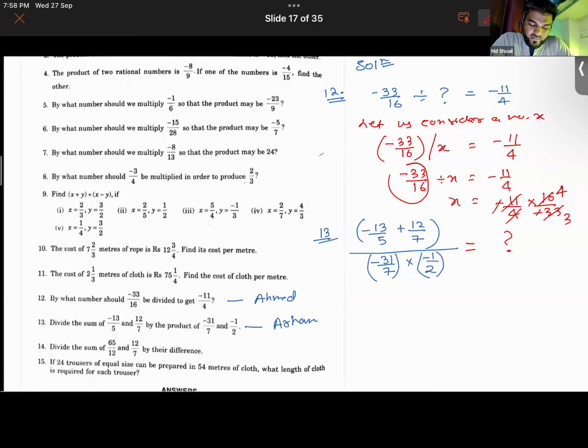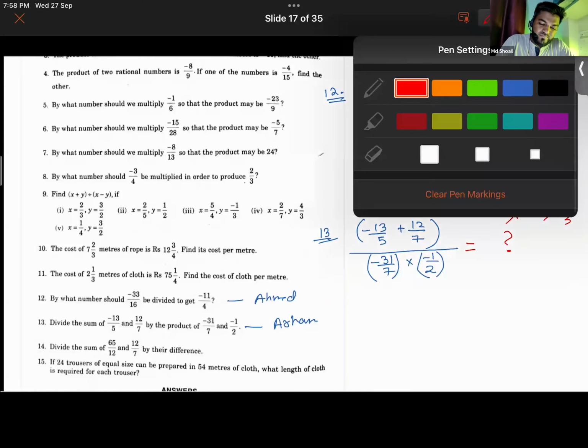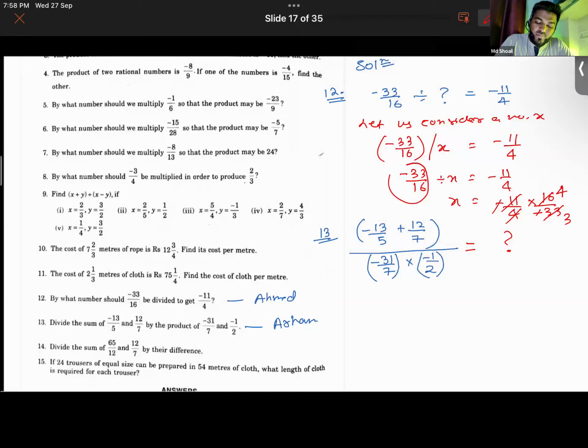Okay, then. I also got it. What is your answer? Minus 2 upon 5. Minus 2 upon 5. Okay, let's quickly check that. Yes, Ahmed? So it's just 35 minus 21 plus 60. Minus 31 upon 35.